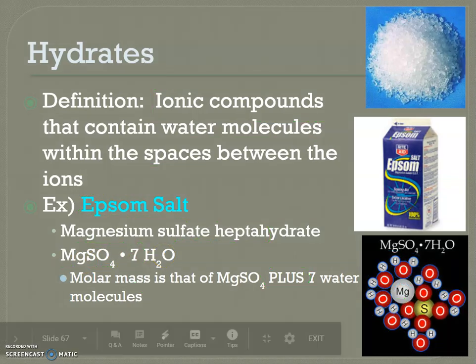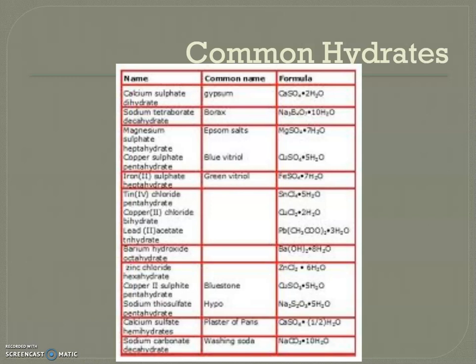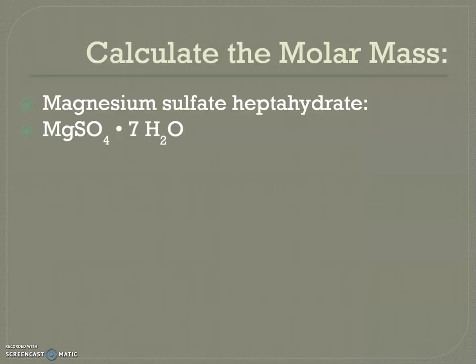All right, so other hydrates are the same thing. Gypsum is going to have a dihydrate and borax is going to have a decahydrate, all these different kinds of hydrates that are in there. All right, so how do we figure out the molar mass of magnesium sulfate heptahydrate? Well, I have 1 magnesium, I have 1 sulfur, I have 4 oxygens, and I have 7 water molecules.